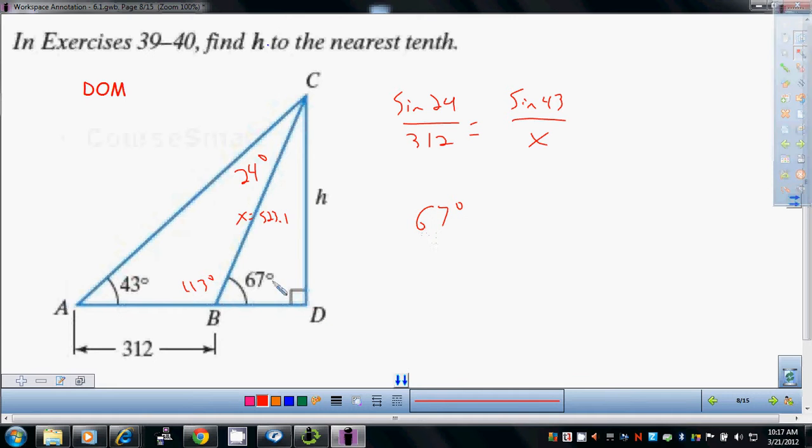Slow down. We have 67, right? H is which side from 67? And which side is this? Which trig function uses that? Sine. So you could have done sine of 67 equals opposite over hypotenuse. Or you could have done law of sines again. It's up to you, really. Somebody work that and tell me what you get for h.